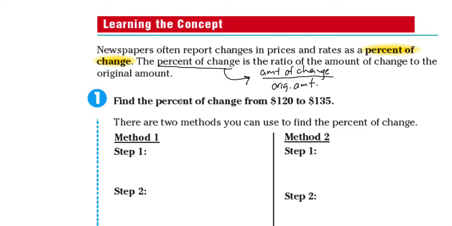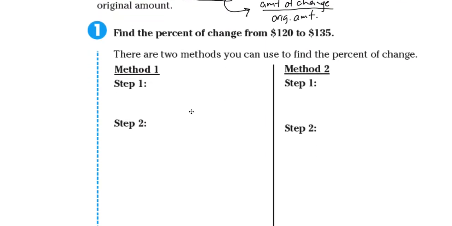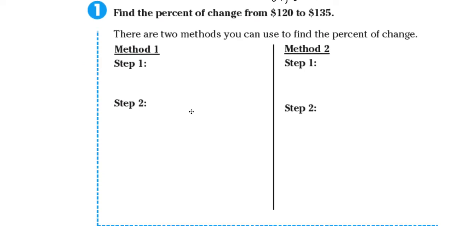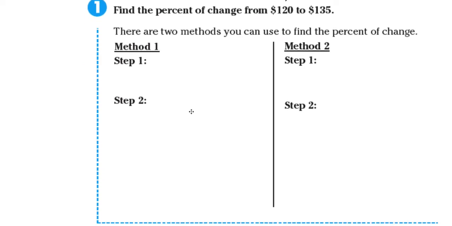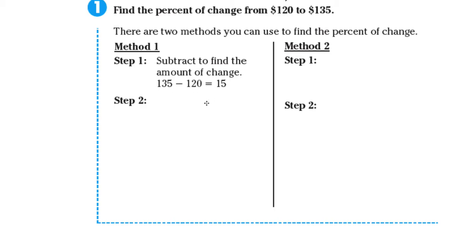Let's take a look at finding the percent of change. Example 1, find the percent of change from $120 to $135. Again, we have two methods to do this. Method number 1, step 1 is to subtract. To find the amount of change, we get the bigger number, subtract the smaller number, which will be 15.